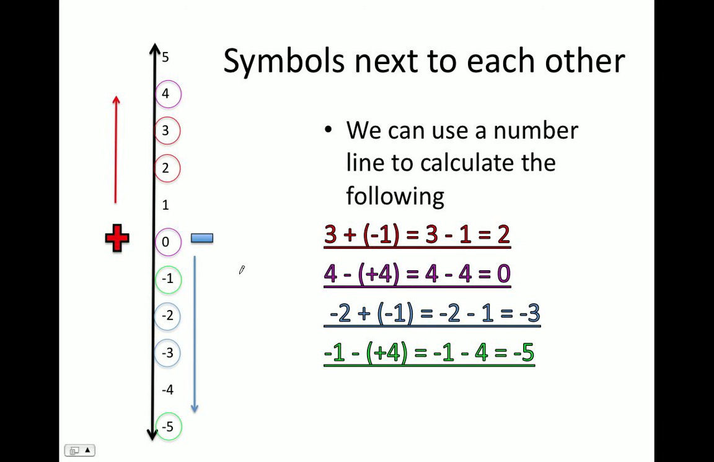Now, if we want to use that same method to solve these 4 equations again, let's look at the red equation. We start off at 3. 3 plus negative 1 becomes 3 minus 1. Therefore, we're going to move down to 2. If we look at the blue equation, we've got minus 2 plus minus 1 is going to equal minus 2 take 1. Minus 2 take 1 is going to be minus 3.